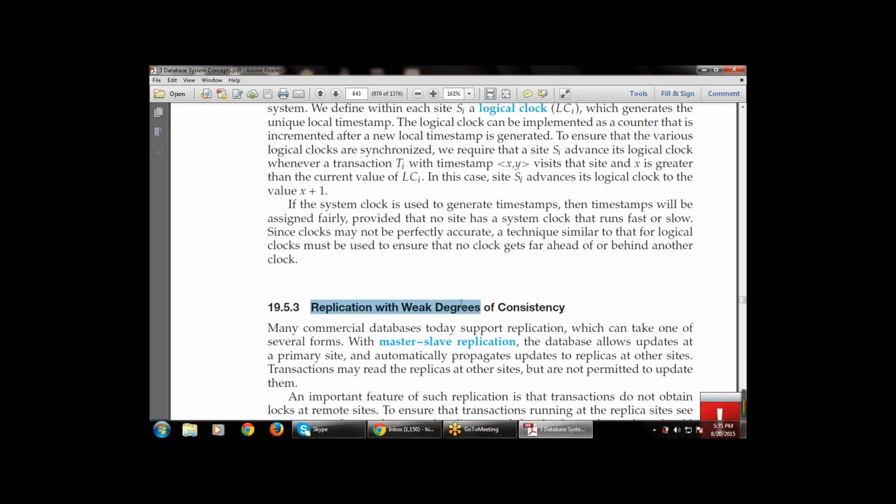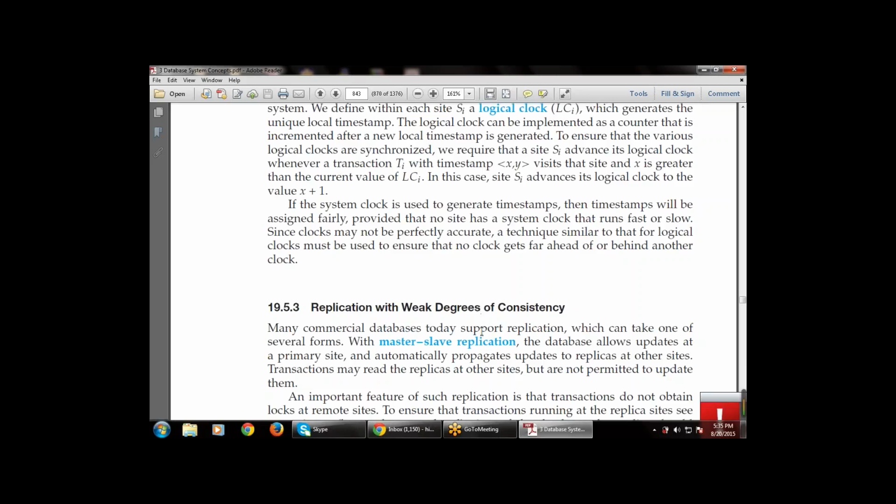The next topic is replication with weak degrees of consistency, that is, how to maintain replication with a weak degree of consistency. Many commercial databases today support replication, which can take several forms. With master-slave replication, the database allows updates at the primary site.